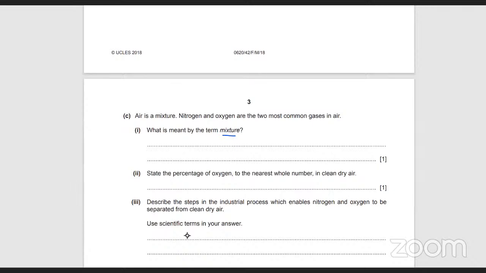So what is meant by the term mixture? What's a mixture? मिक्सचर में क्या होता है? Like mixture में होता है like two substances are not chemically bonded together. ठीक है, so they are only physically mixed, like two or more substances are physically mixed, not chemically combined.